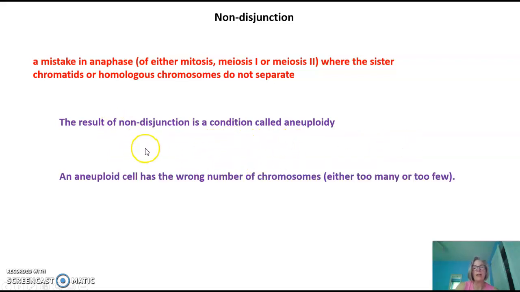An aneuploid cell has the wrong number of chromosomes. Either it has too many or too few. The thing that's hard with this term is it doesn't tell you if there's too many or too few chromosomes. It just tells you it has the wrong number.